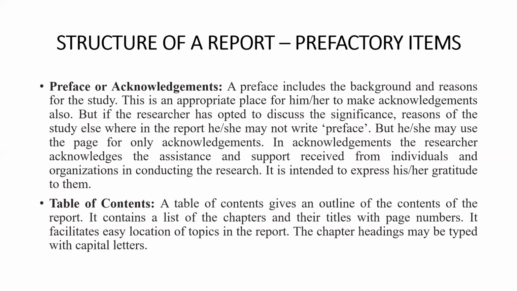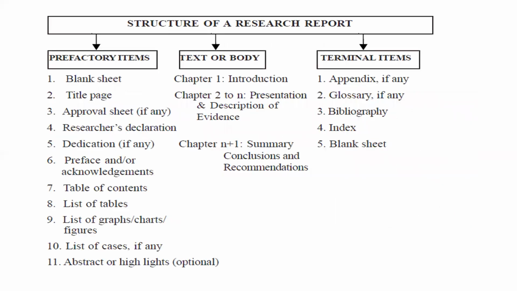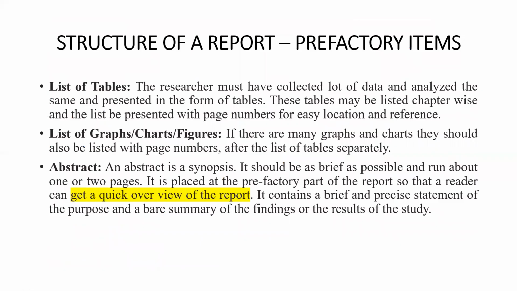The chapter headings may be typed with capital letters. So generally, you write the chapter heading with capital letters. Then apart from the list of tables, you have graphs, and then the abstract is also there. So the list of tables is there. The researcher must have collected a lot of data, analyzed it, and presented it in the form of tables. These tables may be listed chapter wise, and the list presented with page numbers for each location and reference. So you have to give a list of tables. Different tables must be there in the research report. You have to give the tables and their headings also, and you can give them chapter wise. That is one of the presentable ways through which one can easily locate the tables.